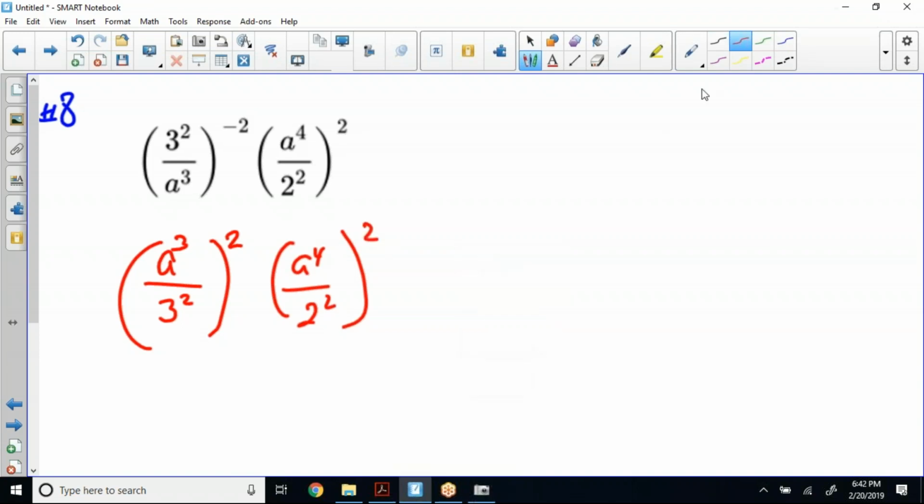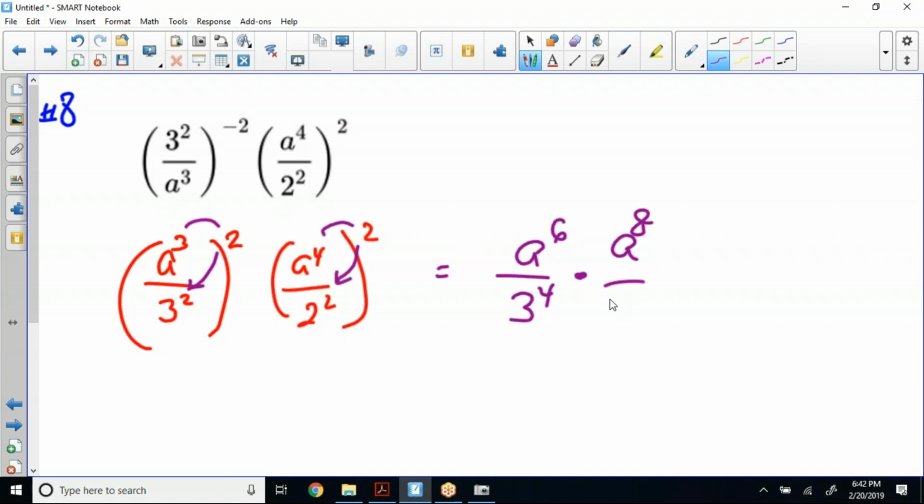Now, I can turn around and I can say that these powers are going to go in and touch these. So that's going to give me a to the 6th, 3 to the 4th, times a to the 8th, and 2 to the 4th. Y'all with me? Equals. This right here, top, is going to be a to the 14. Y'all agree with that? Because I'm multiplying, I'm adding these two.